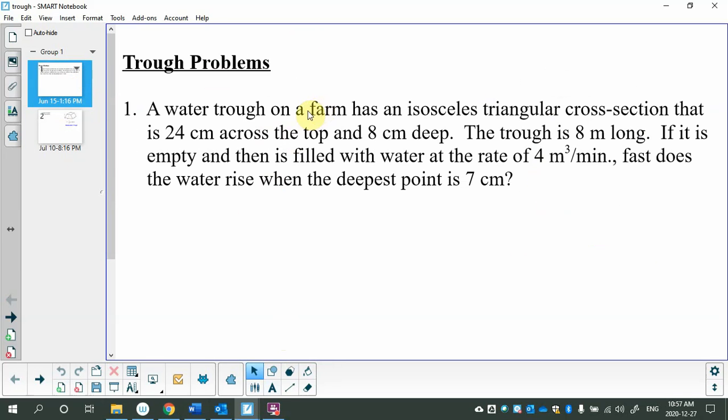A water trough on a farm has an isosceles triangular cross section that is 24 centimeters across the top and 8 centimeters deep. That is me researching. Oh my gosh, excuse me. Researching coffee makers.